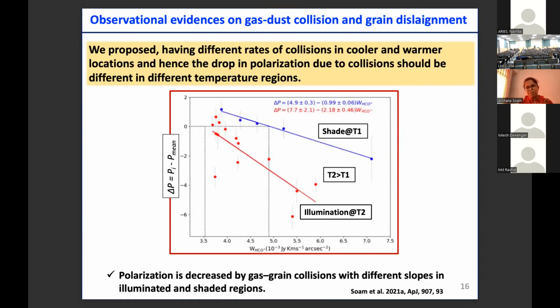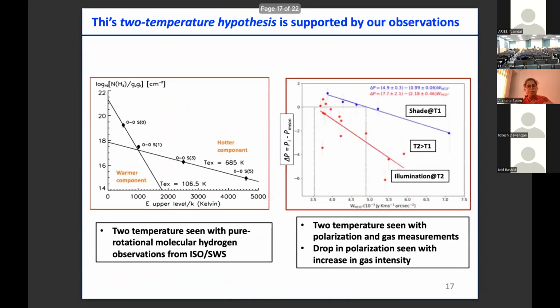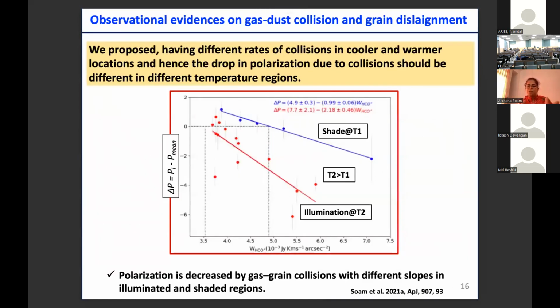I could use the word misaligned here also, but people try to use disalign, and that's why the polarization efficiency was going down, and that was seen in our results. Polarization was going down towards the higher gas intensities because of the enhanced collisions. Now, let's focus on these two populations, the red population and the blue population.